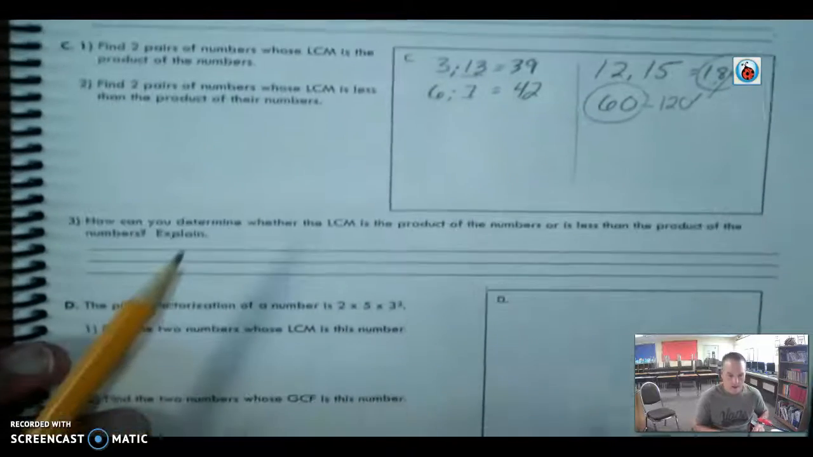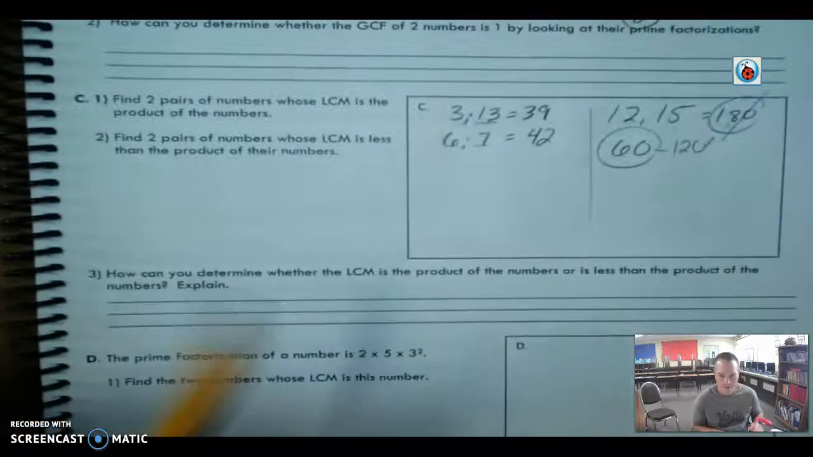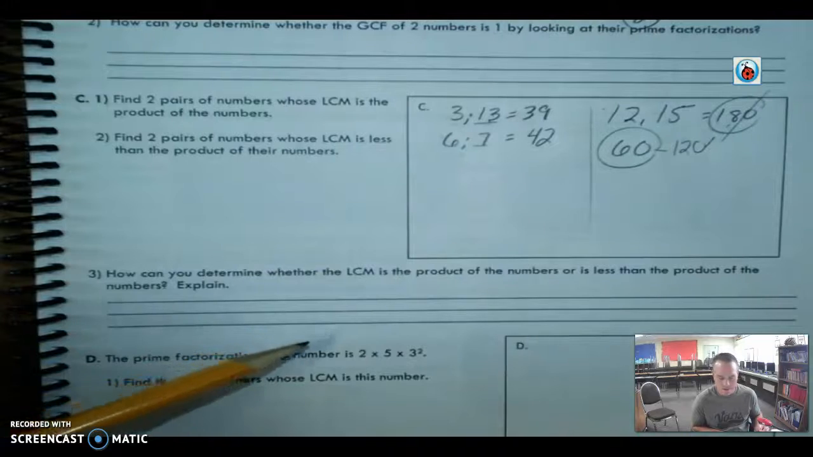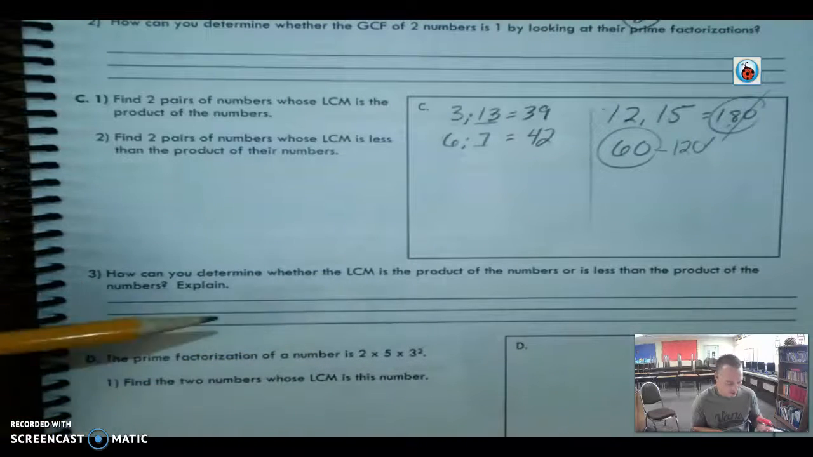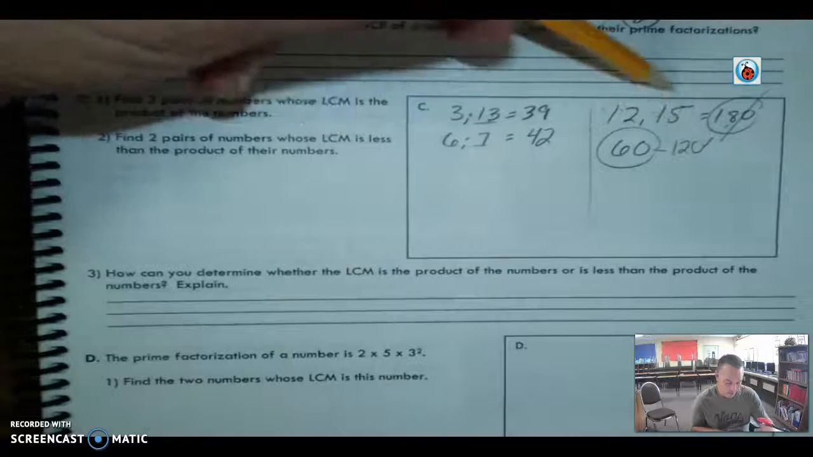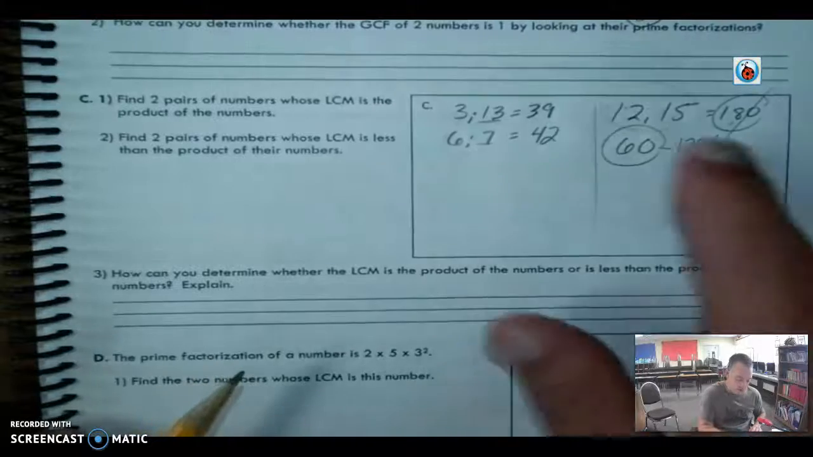So moving on, how can you determine whether the LCM is the product of the numbers or is less than the product of the numbers? Well, typically it has to do with prime numbers. When you see prime numbers, the LCM is usually going to be the two numbers multiplied together. When you have two bigger composite numbers, like 12 and 15, there's probably going to be an LCM that is lower than the product of those two numbers.